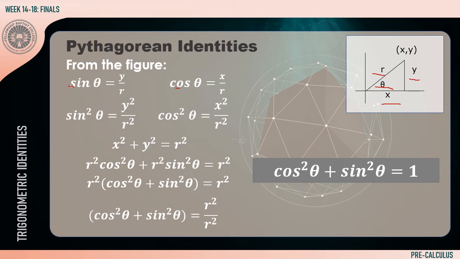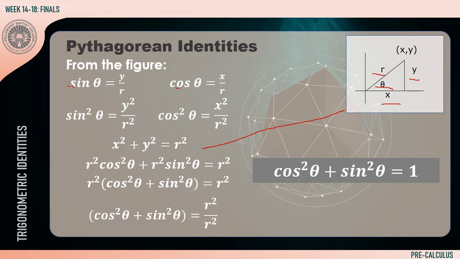Okay, we formed a right triangle, so we can apply the Pythagorean theorem. If we apply the Pythagorean theorem to our right triangle, we add the squares of the two sides, and it will be equal to the square of the hypotenuse. So in our figure, it will be x squared plus y squared is equal to r squared.